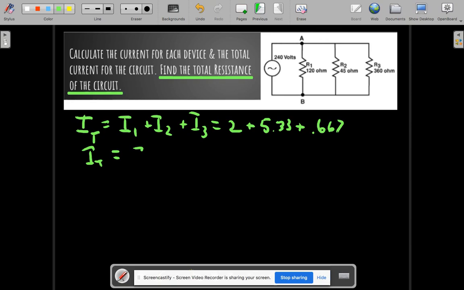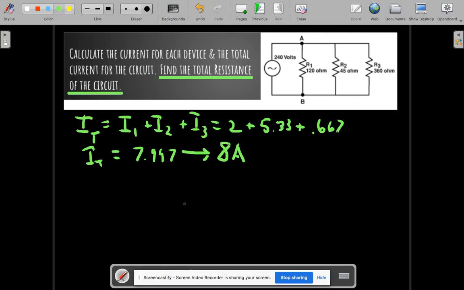When you add that up, you get an I total equaling 7.997 or something like that. This is the only reason why it's not 8 on the dot, just because of these rounding issues. So we can round that up to 8 amps. So that is the total current.